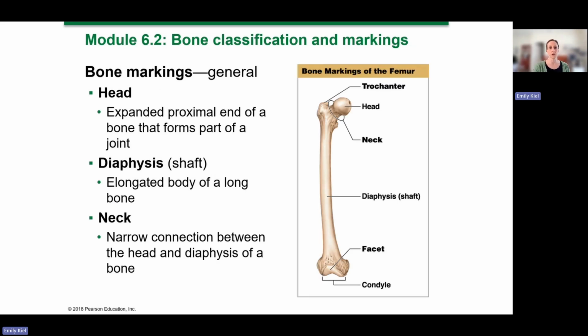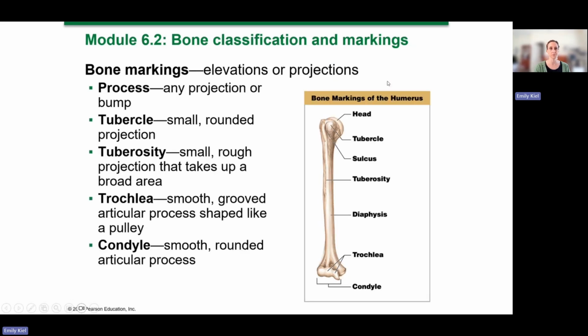So in general, we've got the head of a bone, and that is at the proximal end, usually forming part of the joint. You've got your diaphysis, super important to know. It's the shaft of the bone, and then you also have the neck, and that can be a narrow connection between the head and diaphysis. So the femoral neck is the most common, hence we're looking at the femur here.